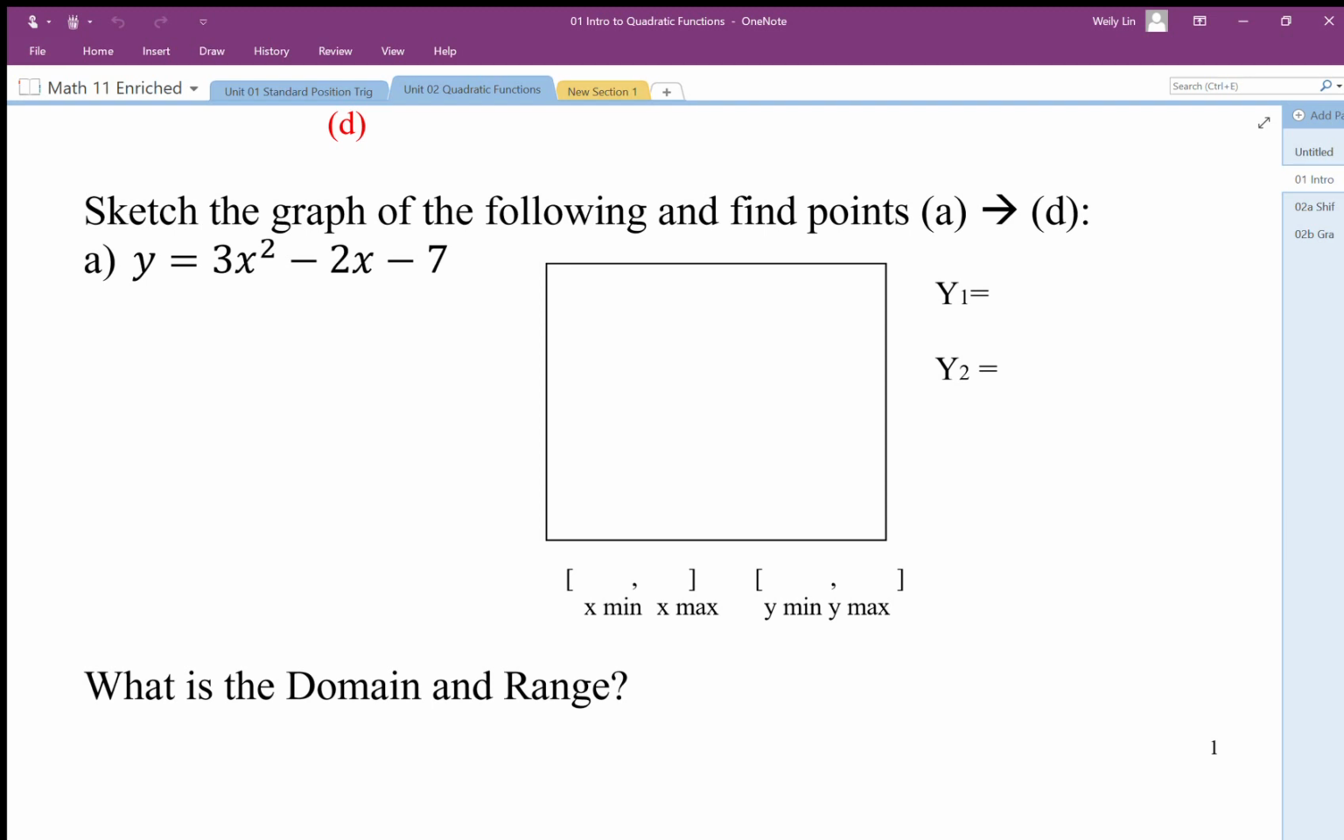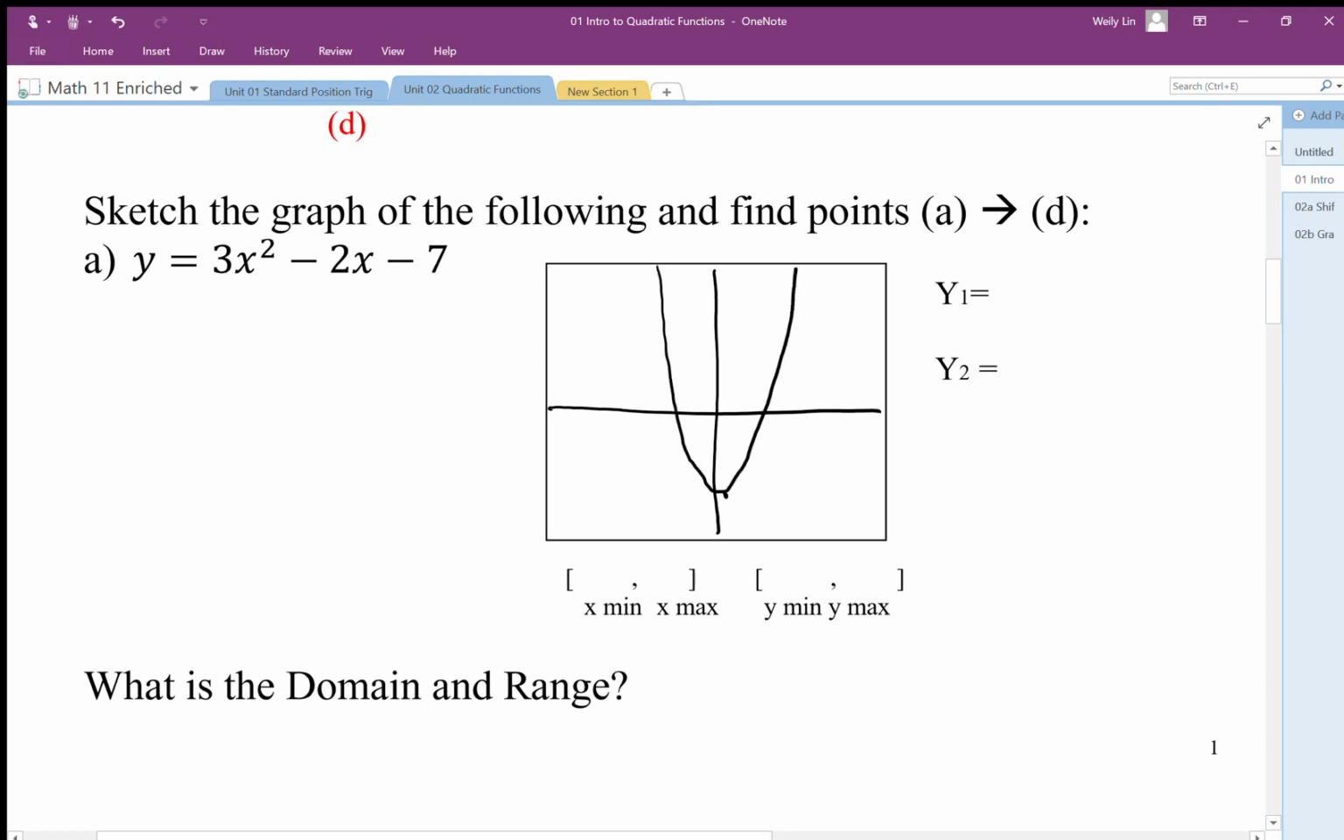Okay, so when I graph this, I'm just going to type it in, 3x squared minus 2x minus 7. Okay, so I'm going to get a graph that, when I sketch it in, my vertex is kind of somewhere around there. It's not quite on the y-axis, and it's going to kind of go something like that. Okay, so if you touch that on your graphing tool, you can probably find that point.